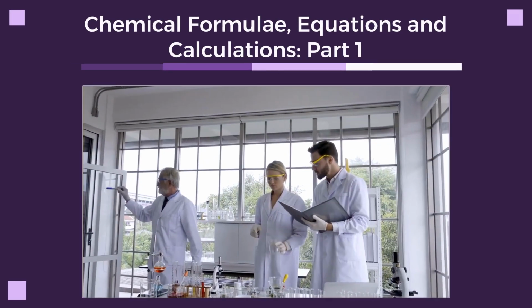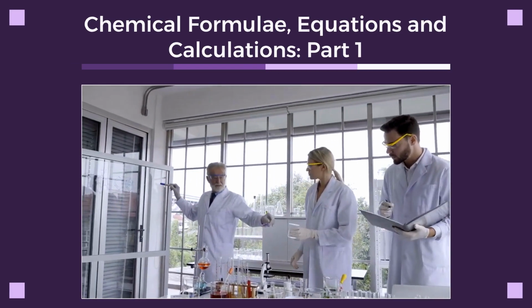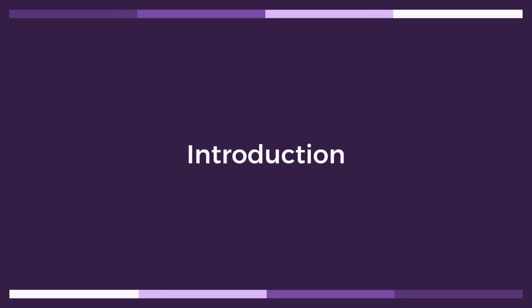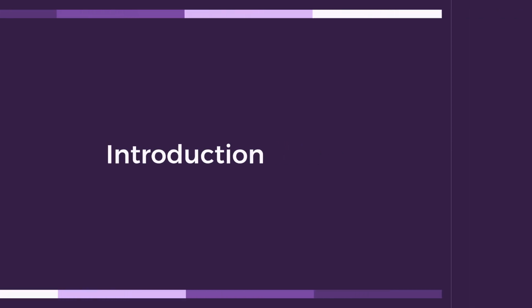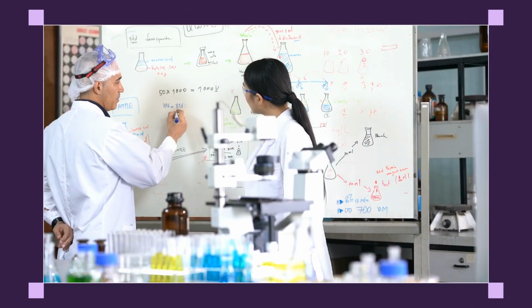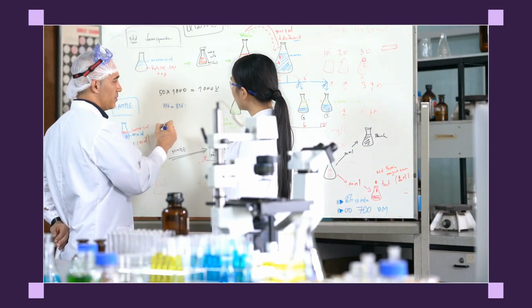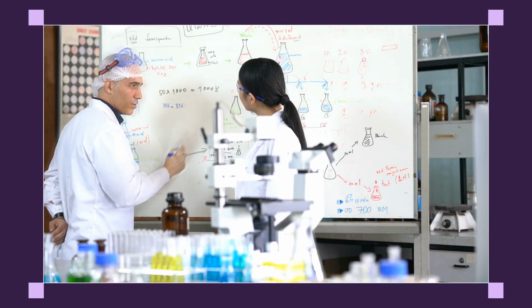Welcome to our lesson on chemical formulae, equations, and calculations. This chapter is essential for understanding quantitative chemistry. In chemistry, knowing the exact amount of substances that react is crucial for success in the lab and beyond. We'll cover writing and balancing chemical equations, understanding relative masses, introducing the mole, and performing essential chemical calculations.